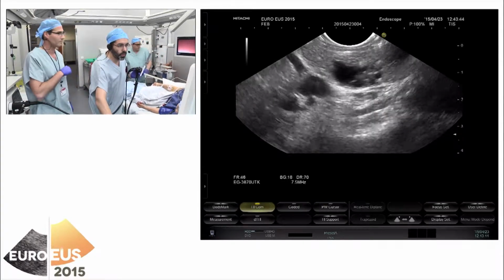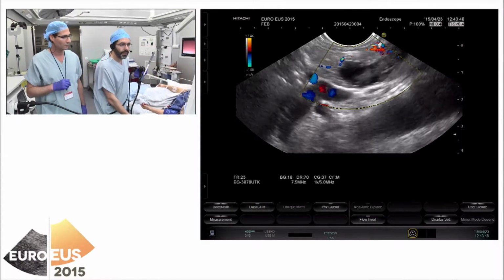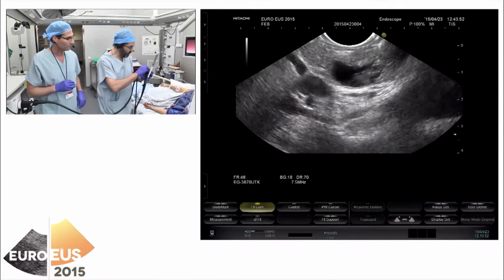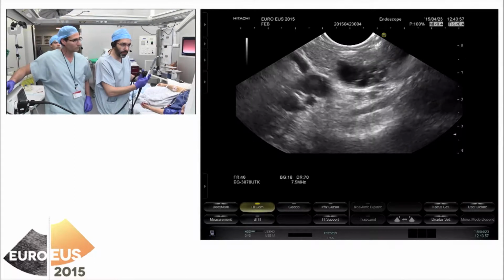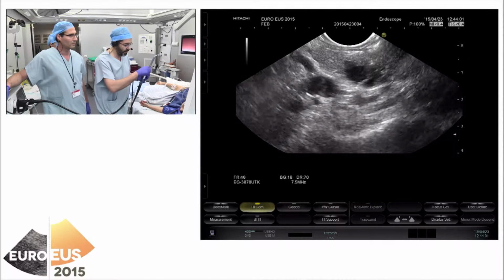As always, we will try to check for vessels, just to avoid any kind of complication, and I think we are quite safe. Okay, so now we are going to place the needle in position, and we go for the puncture.